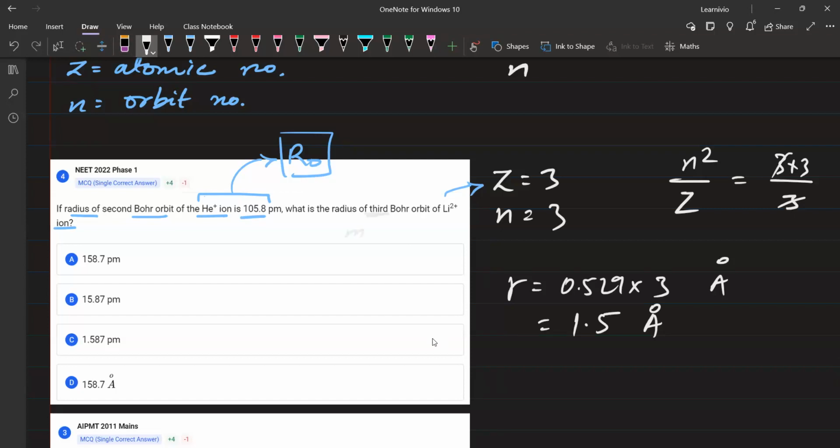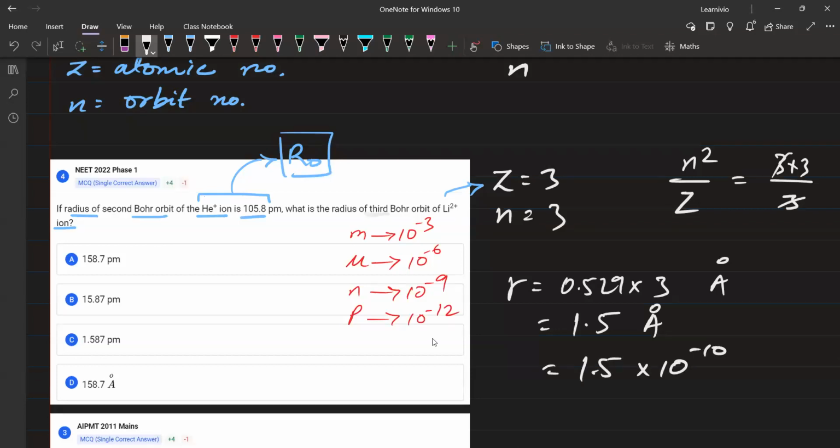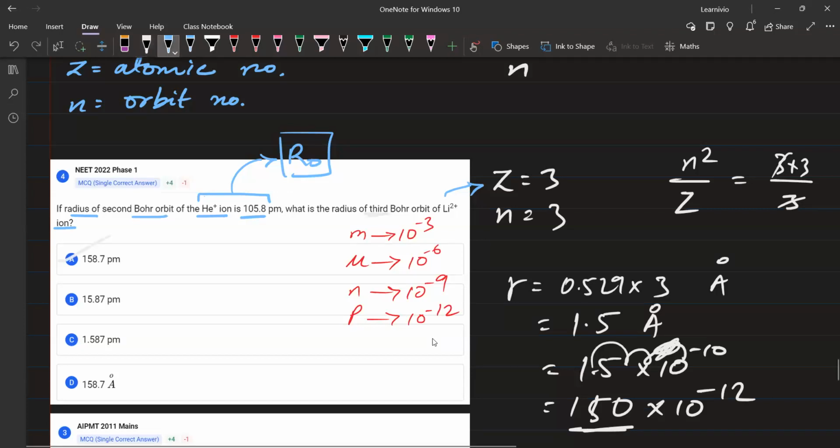See, you have to start like this: milli is 10 to the power minus 3, micro is 10 to the power minus 6, keep increasing by 3. Nano is 10 to the power minus 9, pico is 10 to the power minus 12. So this will be equal to 1.5 into 10 to the power minus 10 because it is angstrom. If we make it minus 12, it will be 150 into 10 to the power minus 12. Which answer is close to 150? The first one. So this is how to do it.